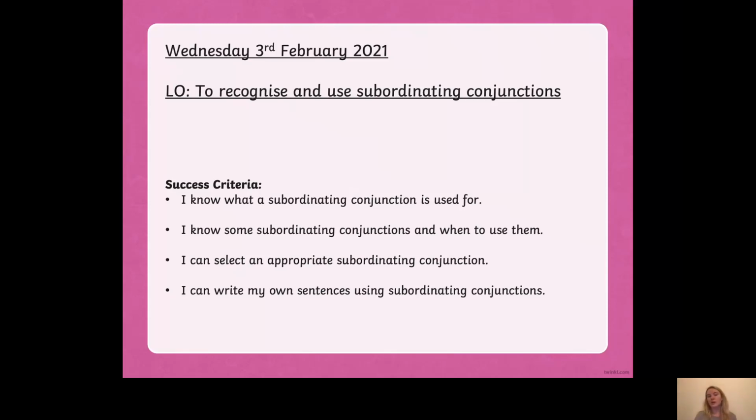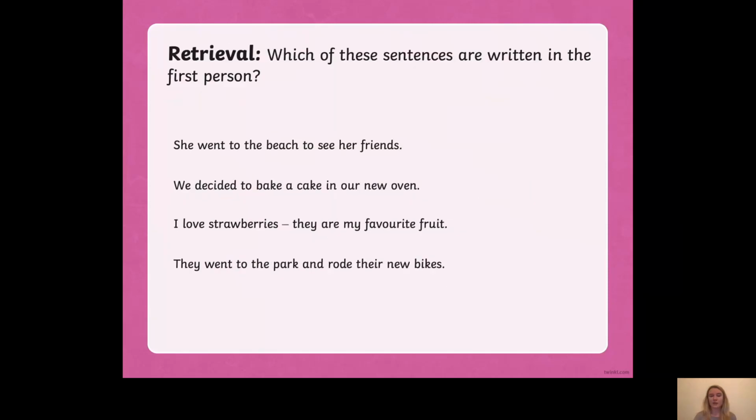Now, before we do that, I'd like to see how much you can remember from last lesson. So last lesson, we looked at writing in the first person, which we're going to do in our letter from Florence Nightingale. So we've got, she went to the beach to see her friends. We decided to bake a cake in our new oven. I love strawberries, they are my favourite fruit. And they went to the park and rode their new bikes. So you need to decide if these sentences are in the first person or not. And if they're not, can you change them so that they are in the first person? Pause the video now and have a go.